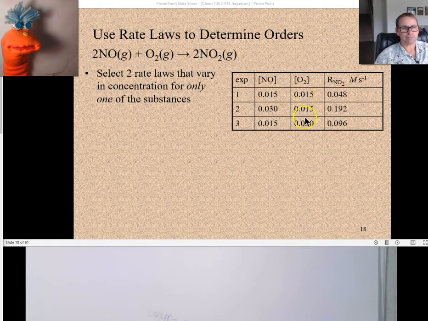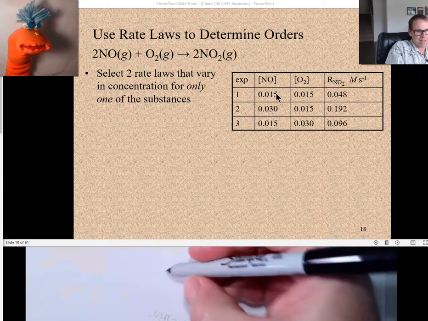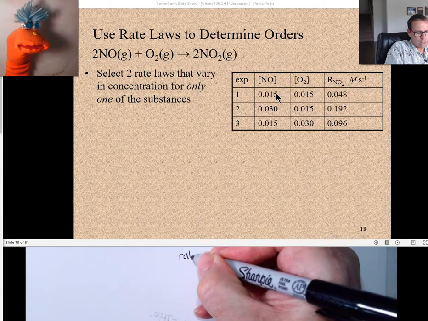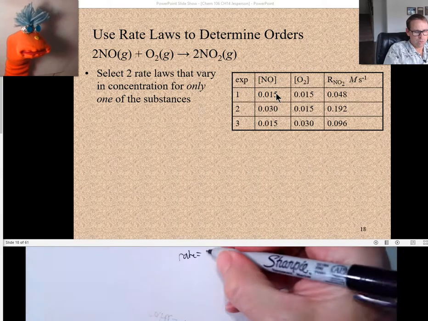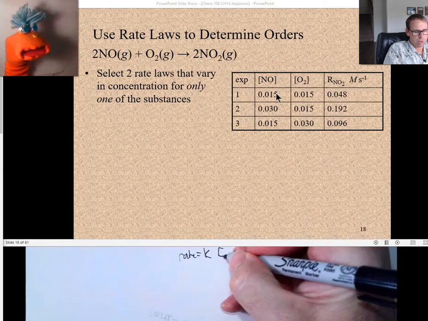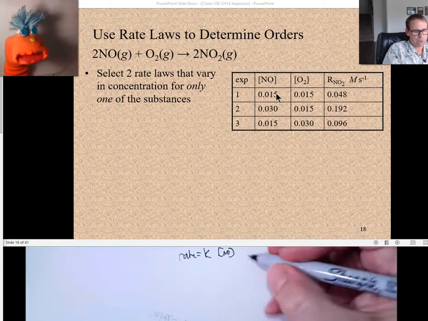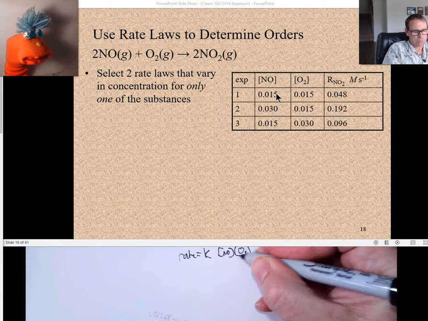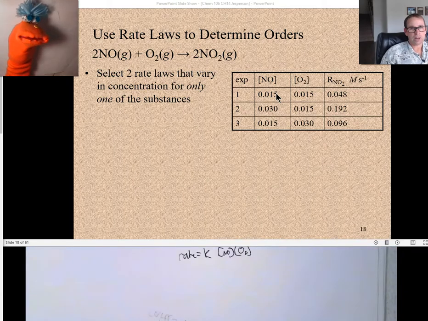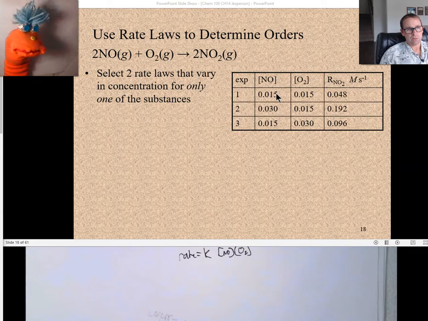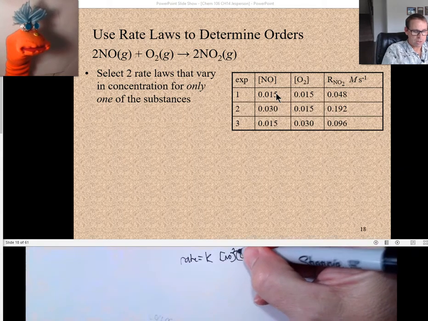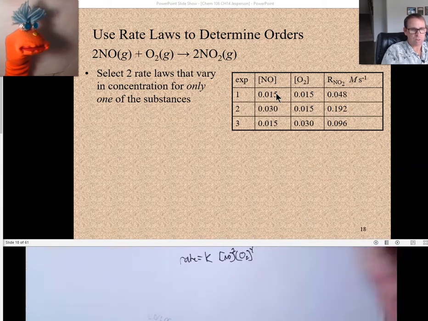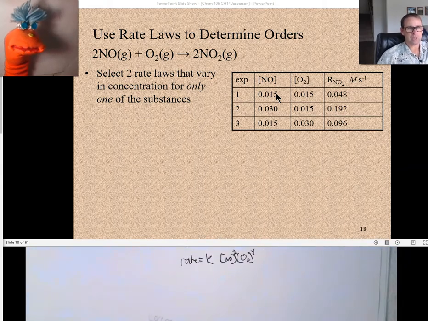Okay, so now I can choose 2 other experiments where we maintain the concentration of A and we change the concentration of B. Let me write down my skeleton rate law here. Rate equals, what does it equal? Rate equals K times concentration of NO times the concentration of O2. Like that? Are you missing anything? The exponents? That's right, the exponents. And now we know that this is 2, but this one we still don't know. We'll call it y.